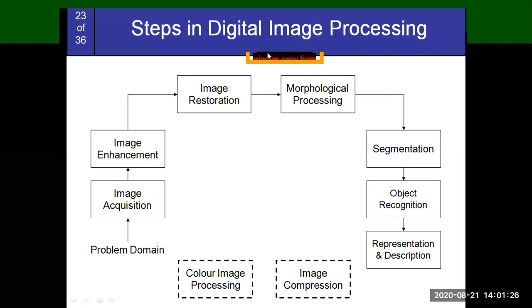Fundamental steps in digital image processing. Today we are going to learn about the fundamental steps involved in digital image processing. Here, if you observe, there are 1, 2, 3, 4, 5, 6, 7, 8, 9 steps. In each step, we are performing some operations or tasks. First of all, there is a problem domain.